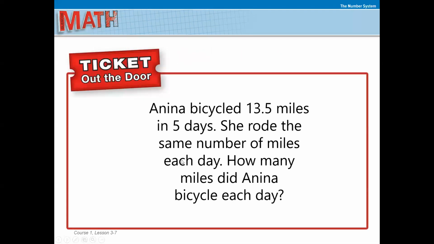Your ticket out the door. Anina bicycled 13 5/10 miles in 5 days. She rode the same number of miles each day. How many miles did Anina bicycle each day? Show all your work in your math notebook.